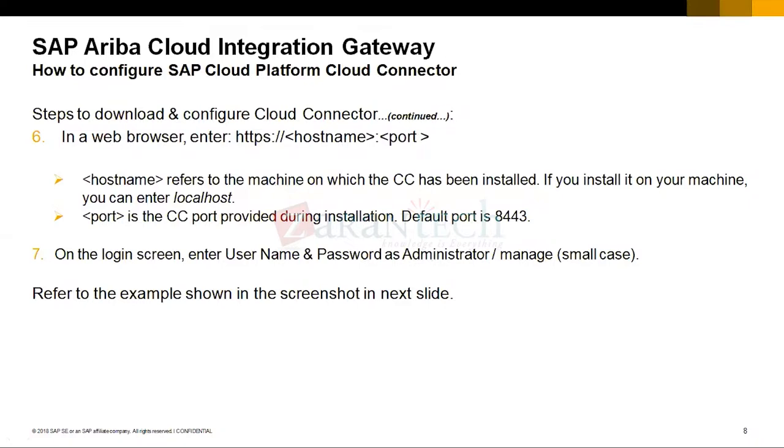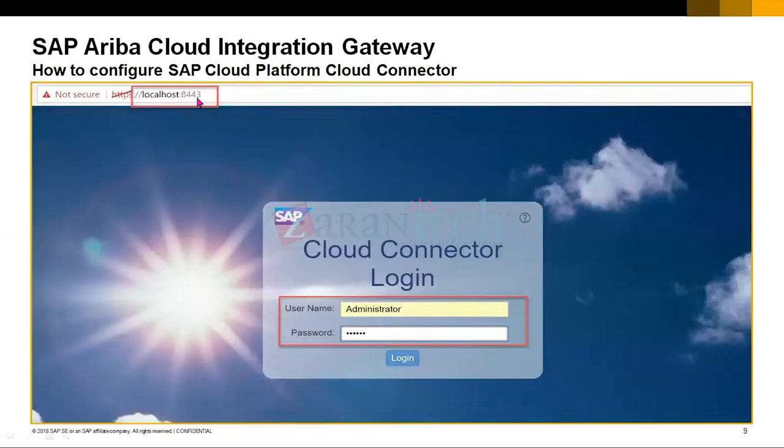Once they log in, you can see something like localhost 8443. So 8443 is basically your port number. And I'll tell you how we can find out the host name as well. That's something I will tell you, so that they can execute that URL in any browser. Then it will ask for your ID and the password.